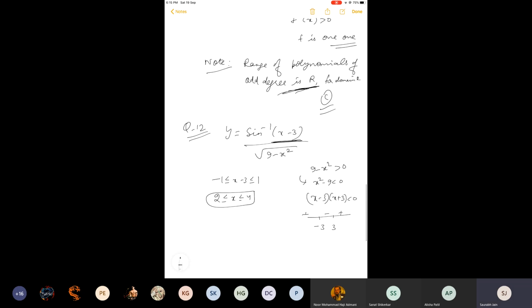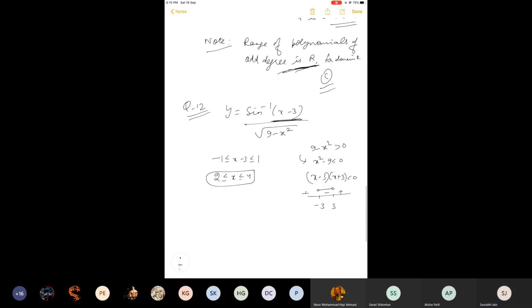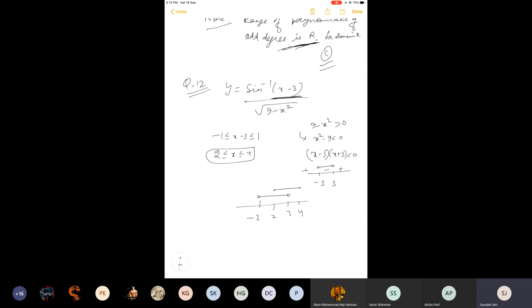From here, we find the factors and bring them down on the number line. Now we'll take the intersection of the two. To find the intersection, we'll write all these numbers in ascending order. So -3, 2, 3, 4. First, I will write this one, -3, 2, 3. Then I will use the second one, 2 closed to 4 closed. Now, we need to figure out what is the common portion. That will be the domain.